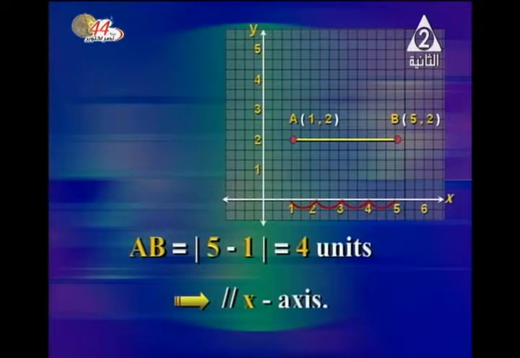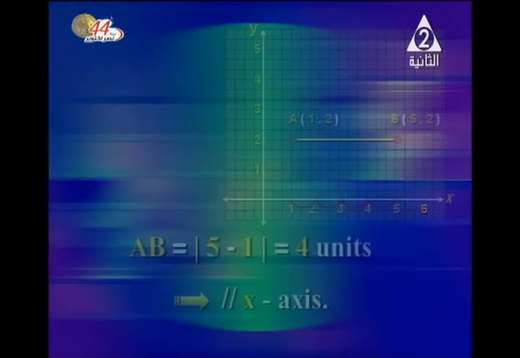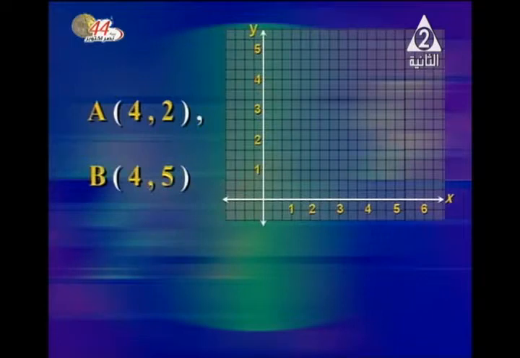Let us have another example. A equals (4, 2), B (4, 5), and I want to plot these 2 points graphically. So draw the x and the y axes. Try to plot point A and point B, and join them to obtain the line segment AB.